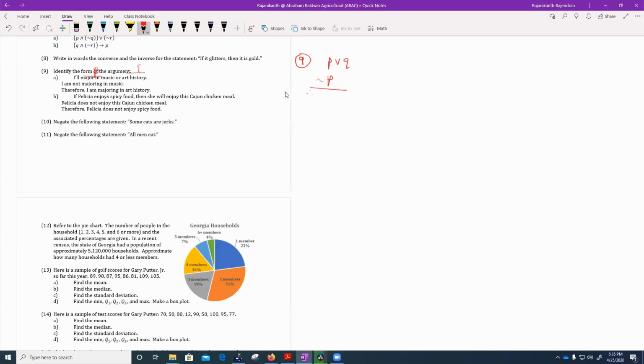If you look at the table given under the argument, this is actually a valid argument. This is called a disjunctive syllogism. So that is part A.